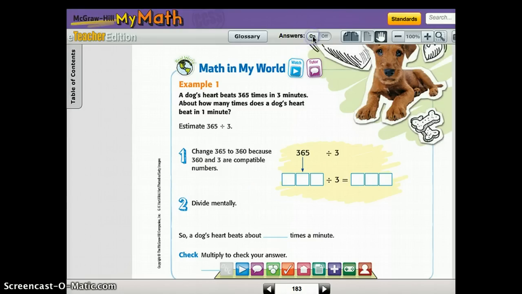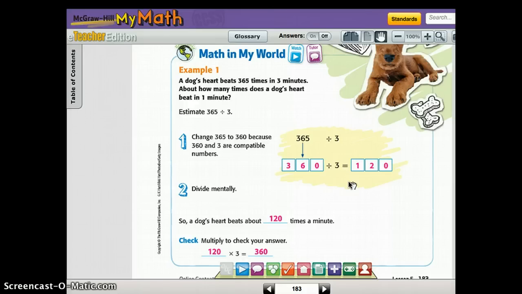So 360 divided by 3, 36 divided by 3 is 12, and then we just put that 0 on the end. So our answer would be 120. So then it reminds you that you can check your answer by multiplying. So you can do 120 times 3 to make sure you got that 360, that you were correct with the quotient you came up with from your compatible number.